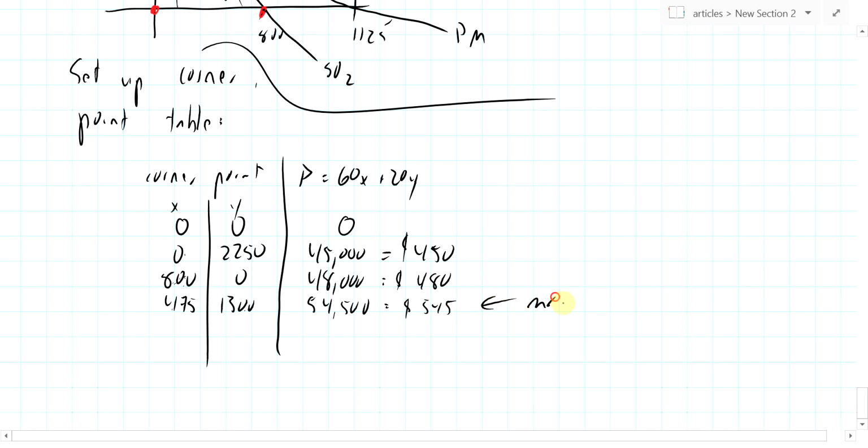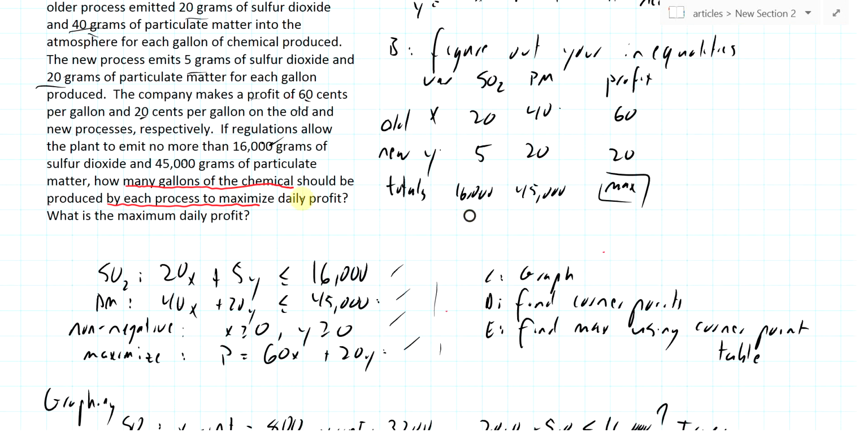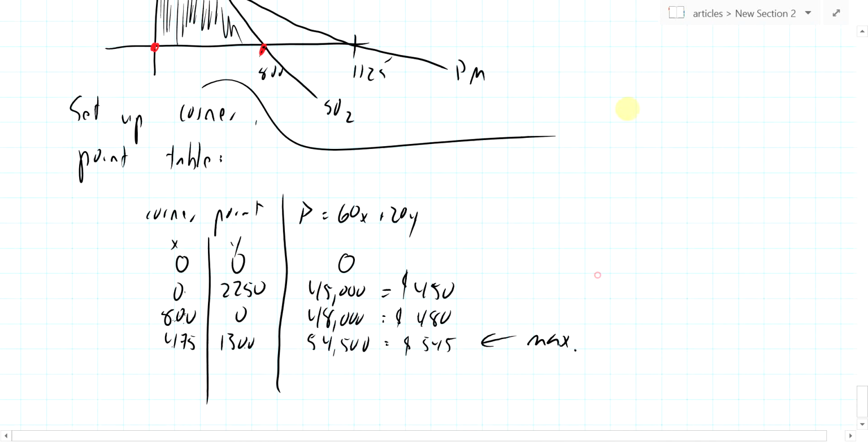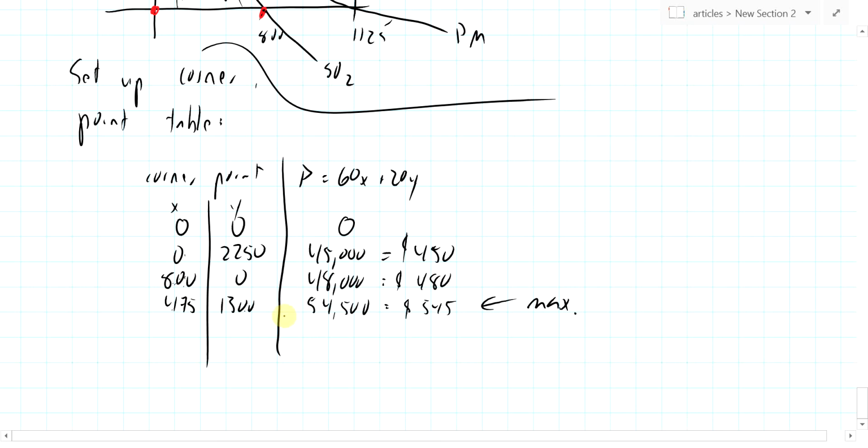That's our maximum. So, these particular people, how many gallons of the chemical should be produced? They should produce 475 via the old process, 1,300 via the new process, and then make $545. And that is the last video of the semester, the end of the new material.